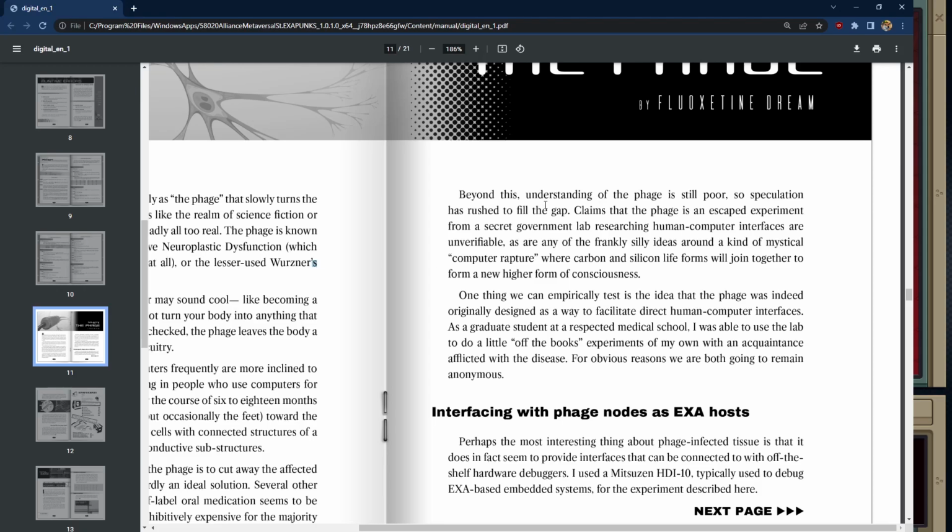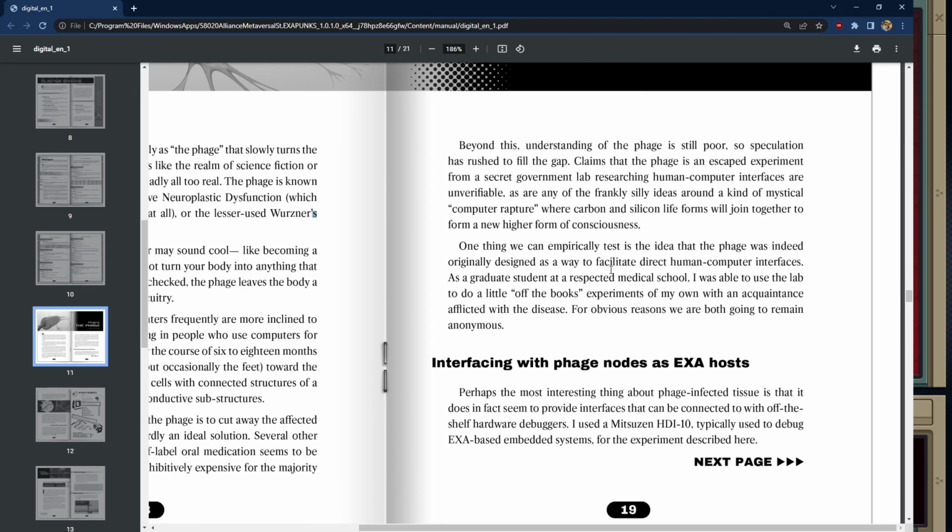Anyway, beyond this, understanding of the phage is still poor, so speculation is rushed to fill the gap. Claims that the phage is an escaped experiment from a secret government lab researching human-computer interfaces are unverifiable, as are any of the frankly silly ideas around a kind of mystical computer rapture where carbon and silicon life forms will join together to form a new, higher form of consciousness.